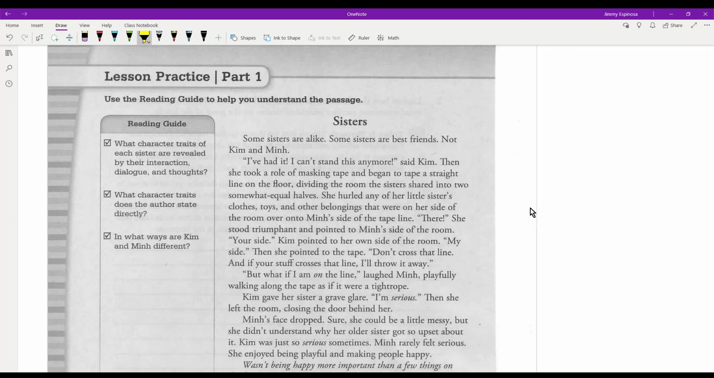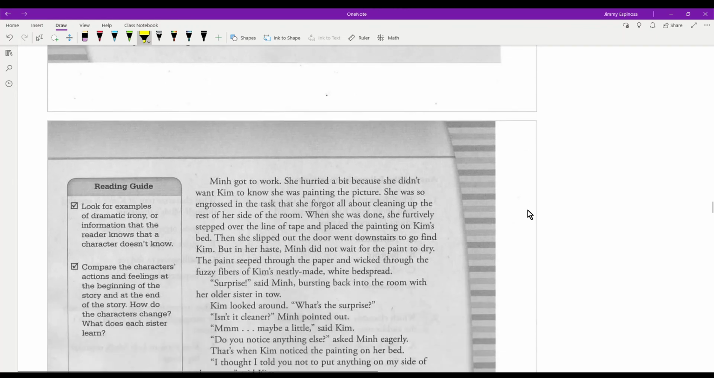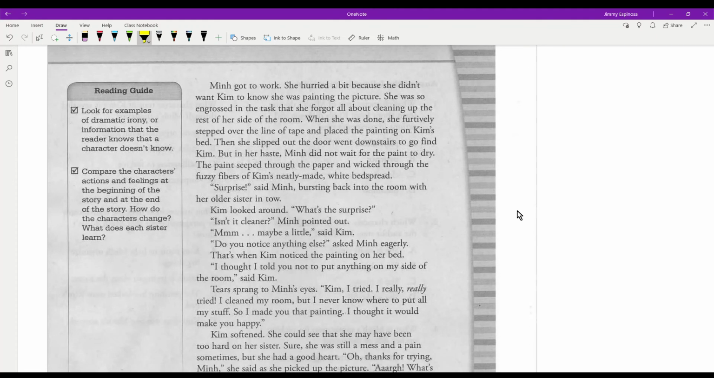What character traits does the author state directly? And in what ways are Kim and Min different? Okay, so if we go ahead and scroll on down, we continue reading the passage. There are some more reading guide tips here. It says, look for examples of dramatic irony. There's the dramatic irony terminology again. It's referencing what was mentioned before.